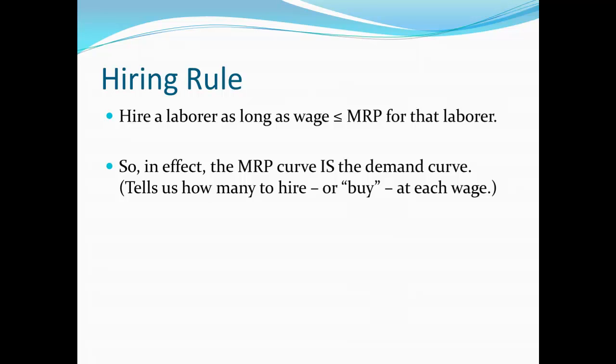So whenever I look at the wage, I look at my marginal revenue product curve. As long as my marginal revenue product is above the wage, I hire that person. If it's still above the wage for the next person, I hire them too. The next person, I hire them too. And I stop as soon as the marginal revenue product hits the level of the wage. So the marginal revenue product curve tells me how much to buy. That's exactly what a demand curve does. So it really is the same thing.